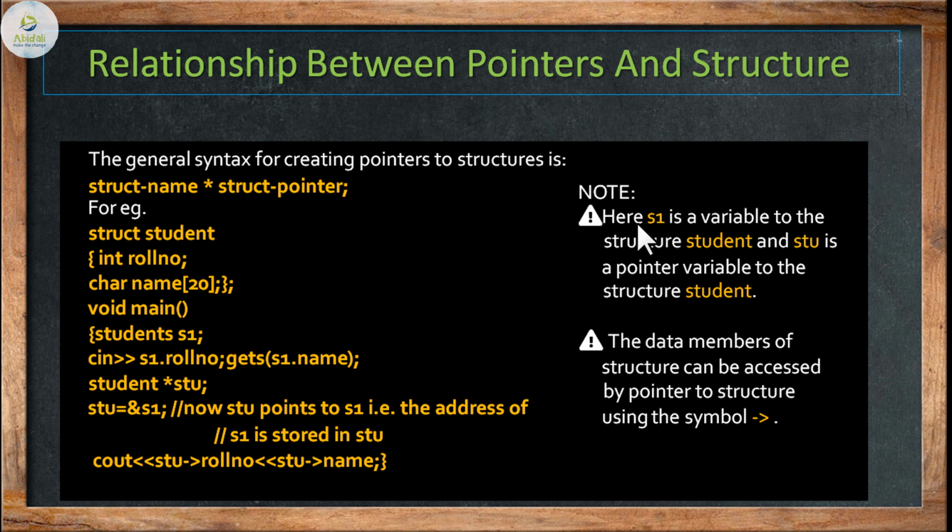So we have a certain note over here. I hope you have already read it, but once again we will try to read it. So in this particular statement, S1 is a variable to the structure student, as I have explained, and STU is a pointer variable to the structure student. So STU is a pointer. So the data member of the structure can be accessed by the pointer to the structure by using the member operator or arrow mark operator.